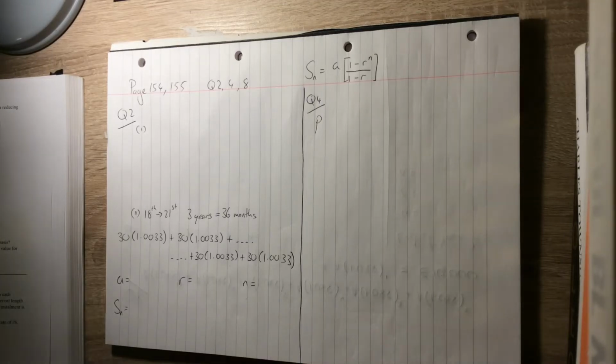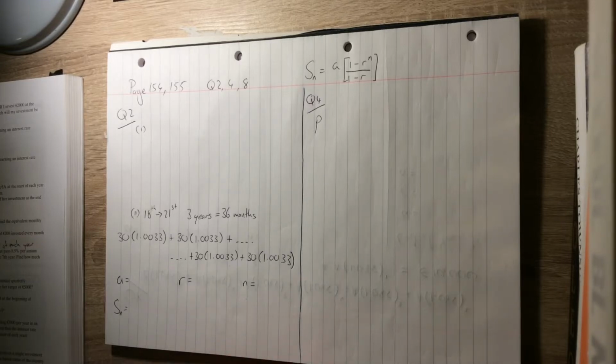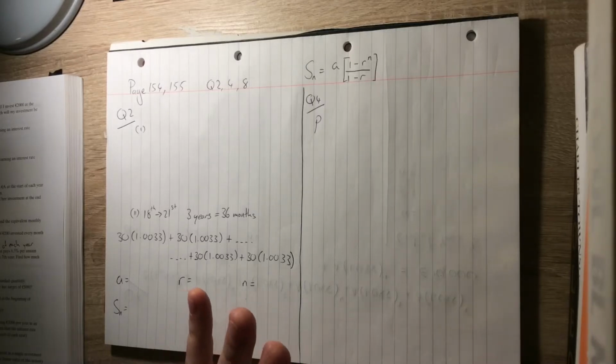Looking at installment savings here. So this is page 154, 155, questions 2, 4 and 8. The book has a section here on pensions and annuities, which I'm going to do a separate video on. So we'll only worry about installment savings in this video.